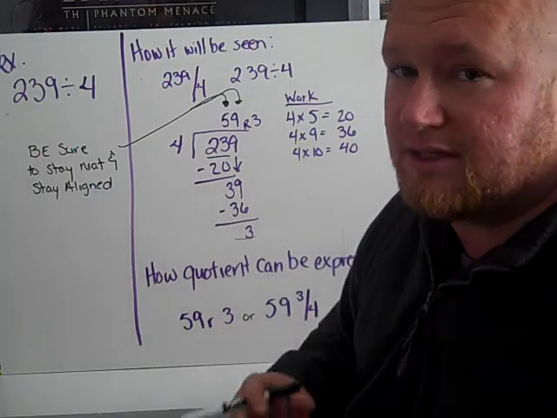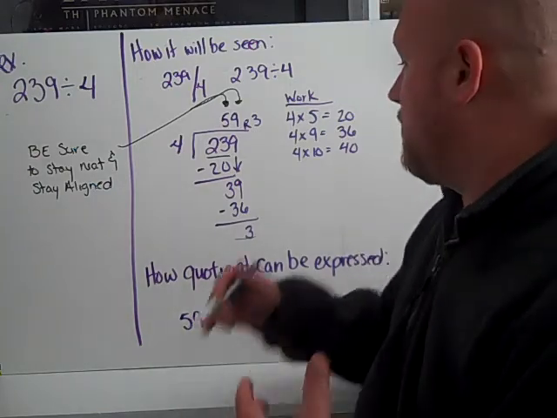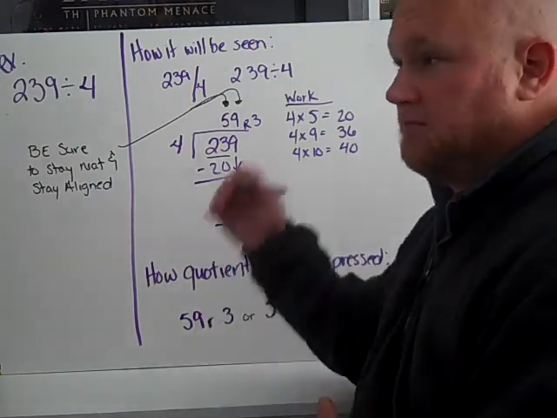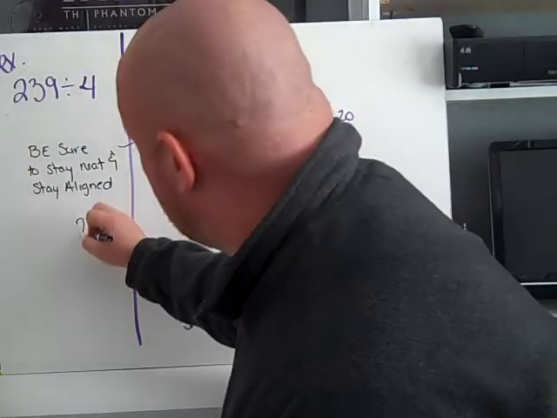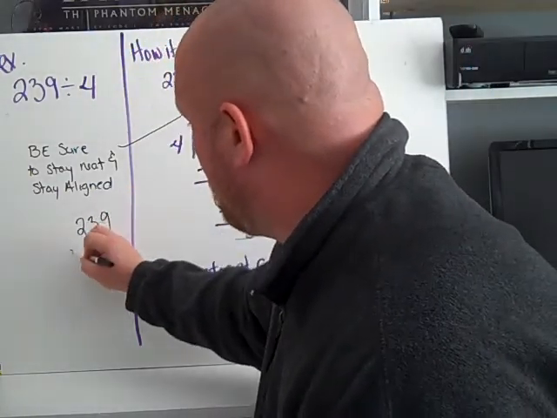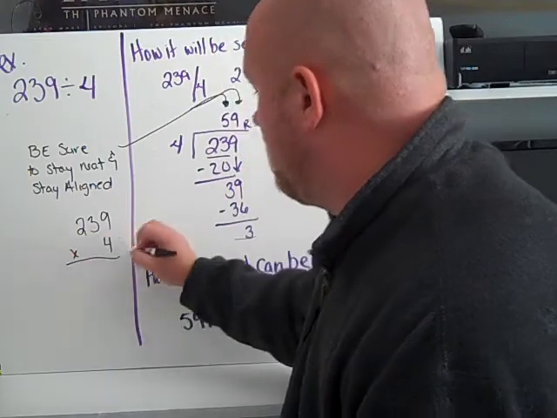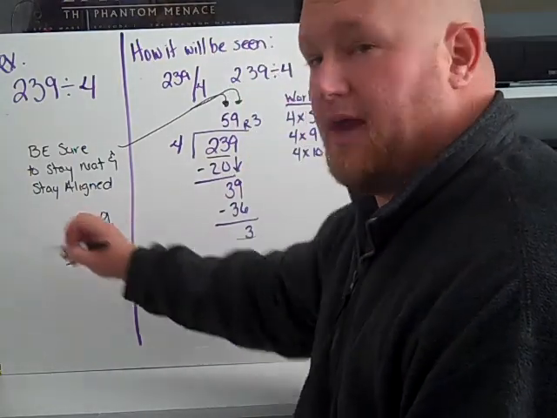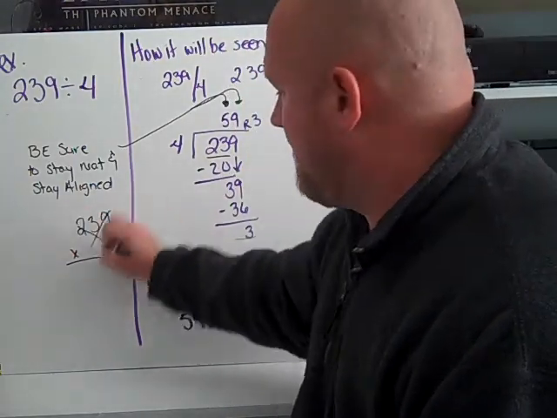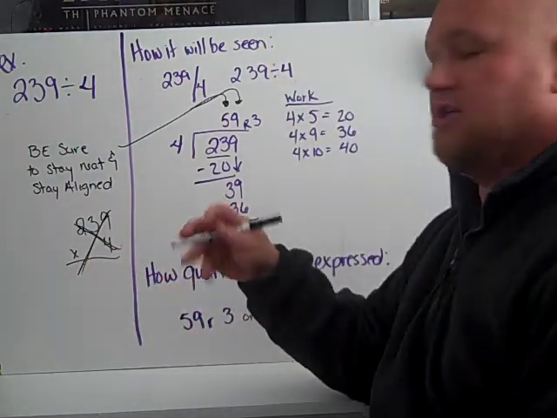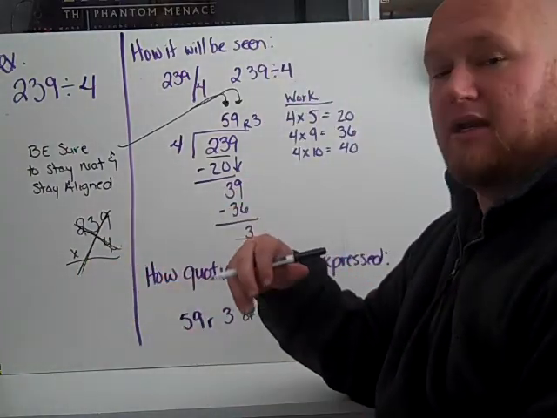Division is a little bit different because when we multiply, we always start right to left. If I had 239 multiplied by 4, we start at the right and then multiply to the left, right? That's not how division works. In division, we start with the biggest and we start breaking it apart.